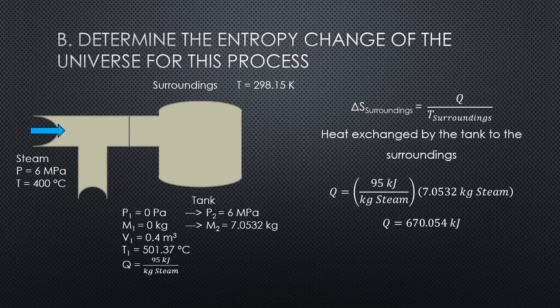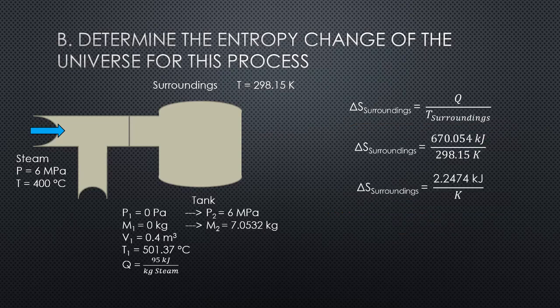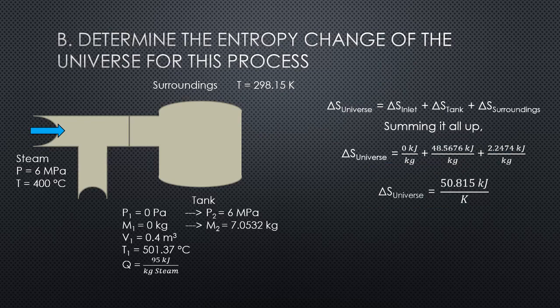This value can be obtained by dividing the amount of heat exchange and the temperature of the surroundings. Since we were given that the heat exchange occurs at 95 kilojoules per kilogram of steam, multiplying this to the amount of steam in the tank gives us a heat value of 670.05 kilojoules. Dividing the obtained Q value with the temperature of the surroundings, it gives us an entropy change of 2.2474 kilojoules per Kelvin. By summing up the entropy change in the inlet, in the tank, and in the surroundings, the entropy change of the universe is equal to 50.815 kilojoules per Kelvin.